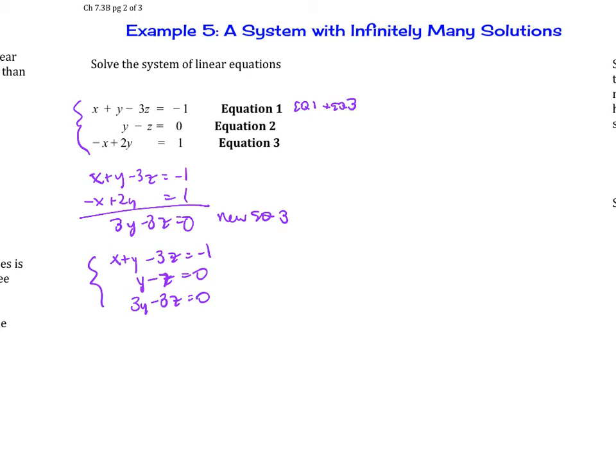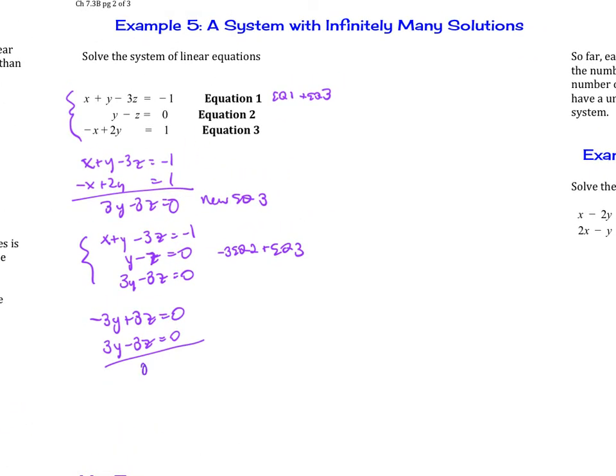So now what we want to do is multiply -3 to equation 2 and add it to equation 3. So now we have -3y plus 3z equals 0. Then we add 3y minus 3z equals 0. So we notice what we get is 0 equals 0. So let's write that. We have x plus y minus 3z equals -1. y minus z equals 0, and now we have 0 equals 0.